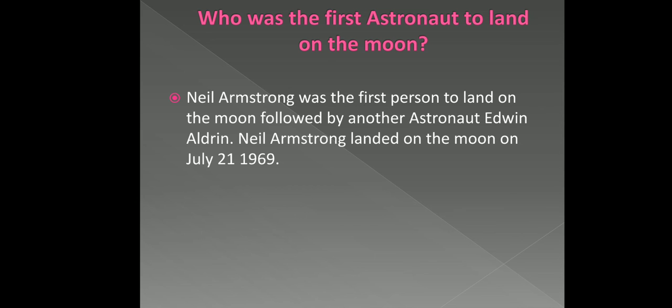Who was the first astronaut to land on the moon? See, we already know Neil Armstrong was the first person to land on the moon, followed by another astronaut, Edwin Aldrin, on July 21st, 1969.